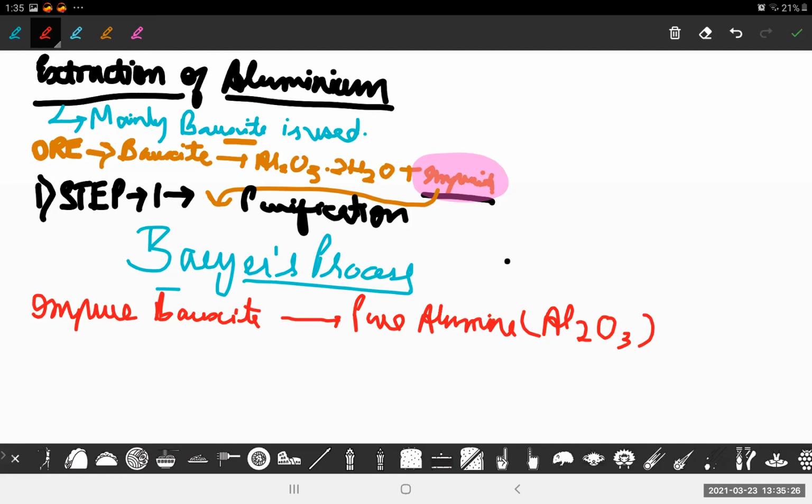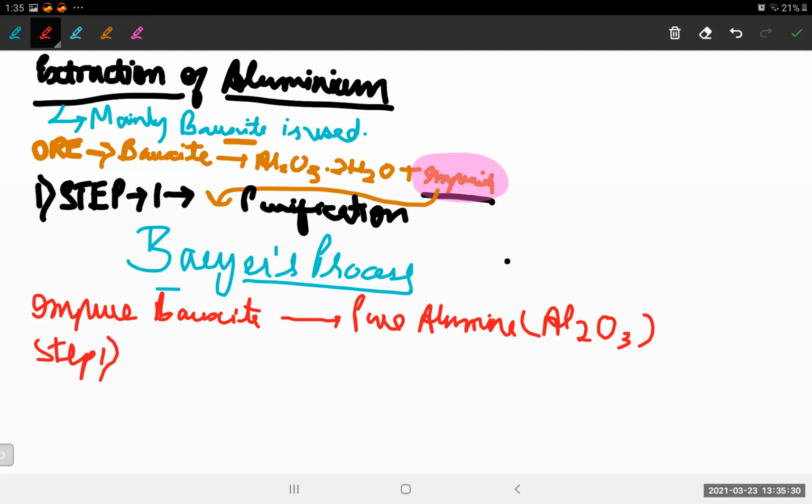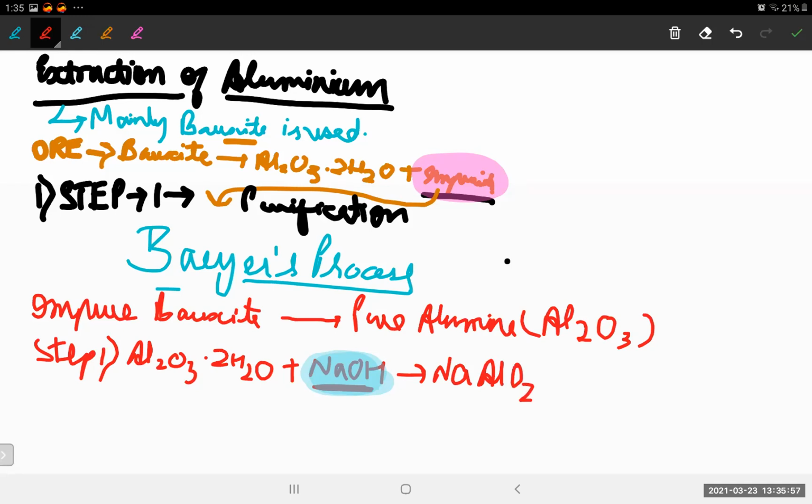Yes, so what do we use? So there is a series of steps. Let's start. Step number 1, what do we do? Al2O3.2H2O, that is impure bauxite, plus sodium hydroxide we use. Okay, very important, please note this, we use sodium hydroxide. Next, what do we get? We get a very familiar compound. We have already studied this in analytical chemistry, NaAlO2, right? Yes, now tell me the name. The ones who have paid attention must be knowing. Sodium aluminate. Yeah, it's sodium aluminate.